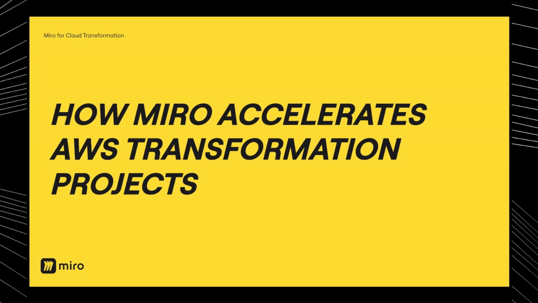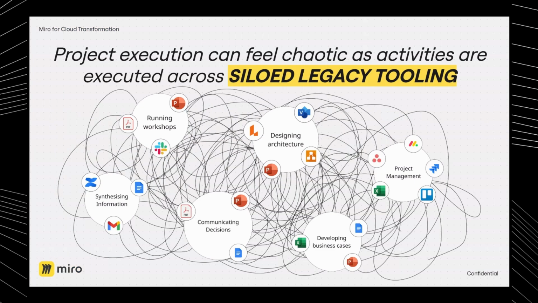So how does Miro accelerate AWS cloud transformation projects? Well, what we know today is that project execution can actually feel quite chaotic, and typically all of these activities are being executed in siloed legacy tooling. What we're seeing is teams running workshops in PowerPoint. We're seeing teams doing the same thing, designing architecture in PowerPoint. We're also seeing project management happening in tools like Jira and so on, where it's all sitting within these silos. Now, the great thing with Miro is that we can bring this all together within one space.